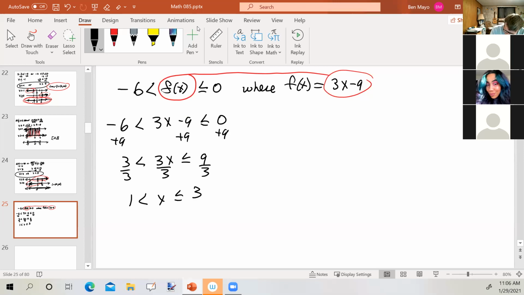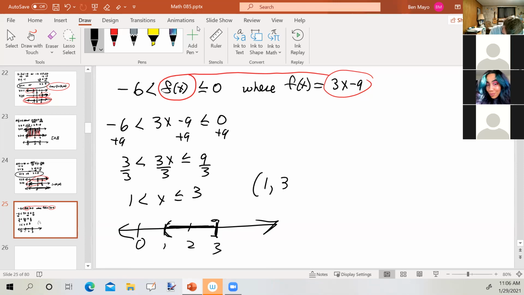The graph of that, let's see, 0, 1, 2, 3. You'd have parentheses at 1, bracket at 3, solid line segment between. Interval notation would look like that.